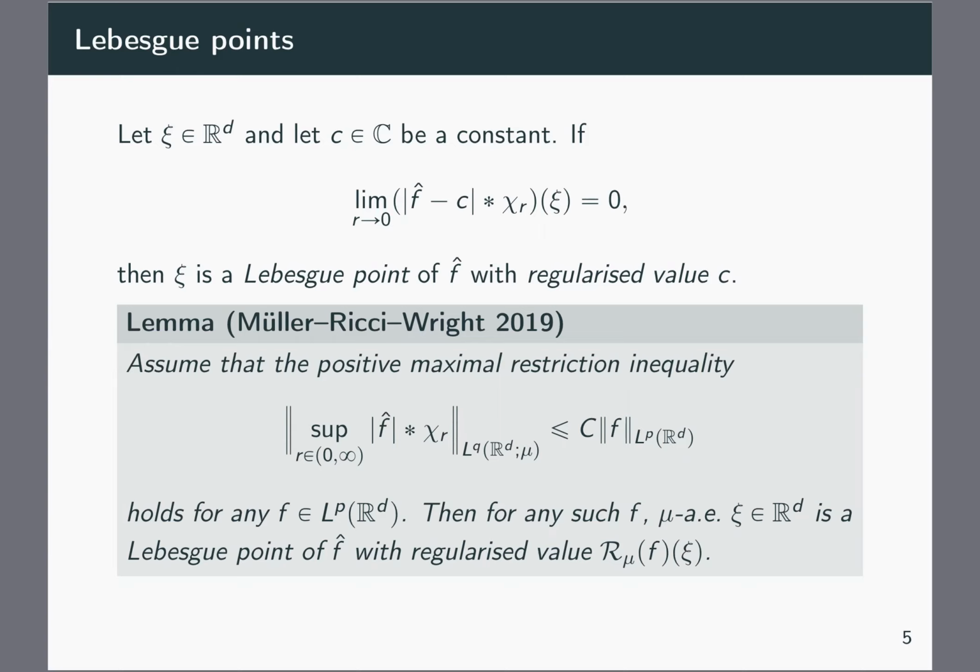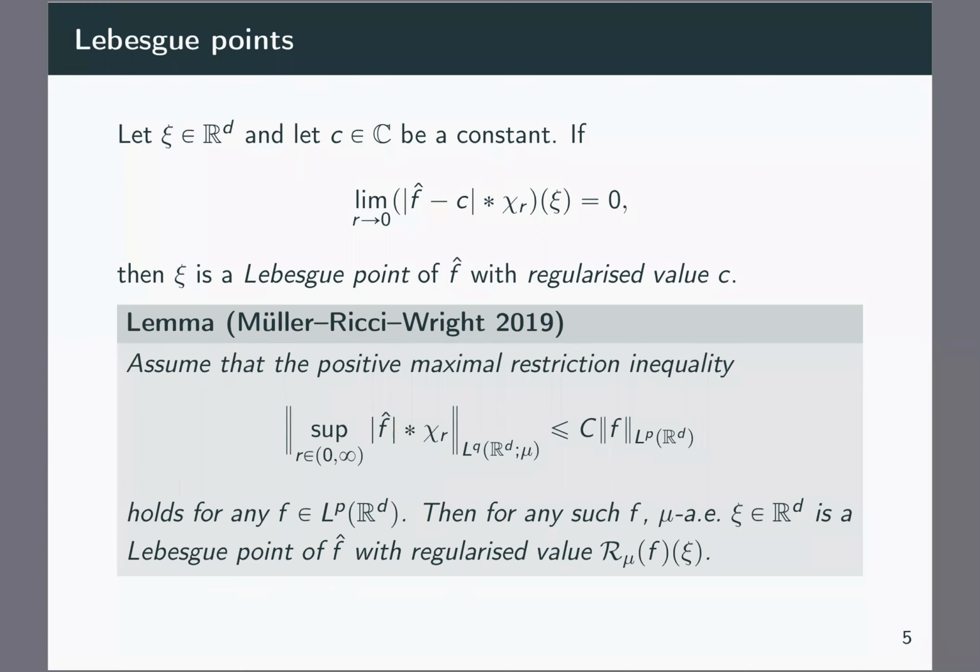Usually when we want to show the abundance of Lebesgue points in harmonic analysis, we use some kind of maximal inequality or perhaps variational inequality. And this is no exception. So Vitturi and Wright also observed this lemma in their 2019 paper, namely if we assume this positive maximum restriction inequality that is written on this slide, then for mu almost every point in R^d, this is a Lebesgue point of the Fourier transform, and the regularized value corresponds to what the restriction operator gives at that point.